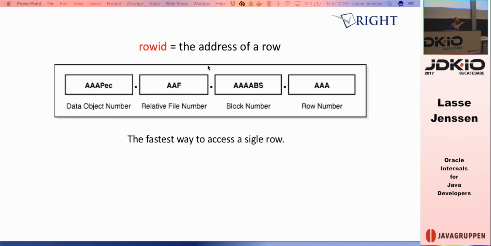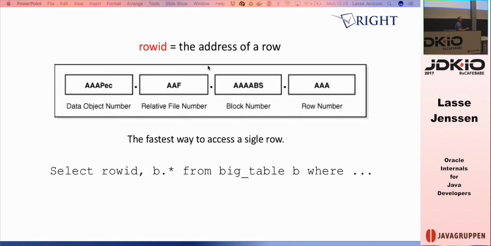Okay, then you have the row ID. Row ID is a pointer to a single row. And the row ID is the fastest way to access your single row. That's important to know, because why don't people actually use them? I very seldom see row IDs used.